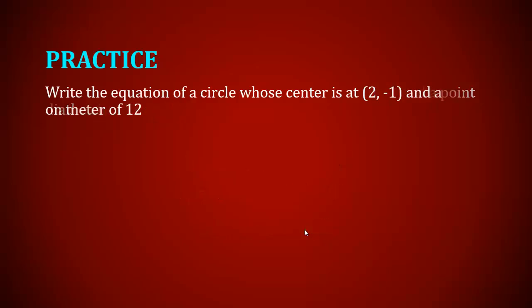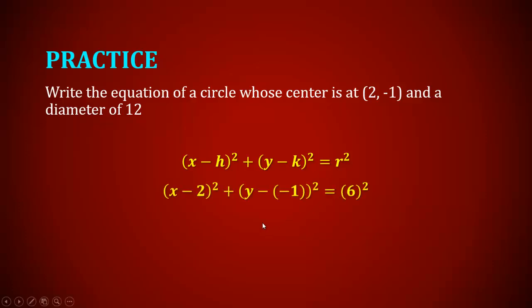Easy. Okay, let's try one that's a little bit harder. Write an equation of a circle whose center is at (2, -1) and has a diameter of 12. A couple things here. We are again going to start with this equation. But now, instead of having 0 for h and k, we have a center that's at (2, -1). So we plug in 2 for h and -1 for k. And I put 6 in for the radius. Why? Because the diameter is 12, which means that the radius is 6. Because remember, the diameter is 2 times the radius, so it's 6 squared.